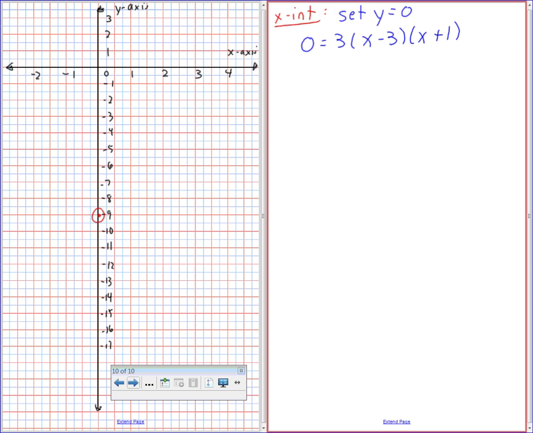What I am going to use, though, is these two brackets here. So on the left-hand side, I'm going to say x minus 3 equals 0, or x plus 1 equals 0. Is it okay to have 2 x-intercepts? Yes, it totally is. 2 x-intercepts are fine. Okay, that's perfectly okay.